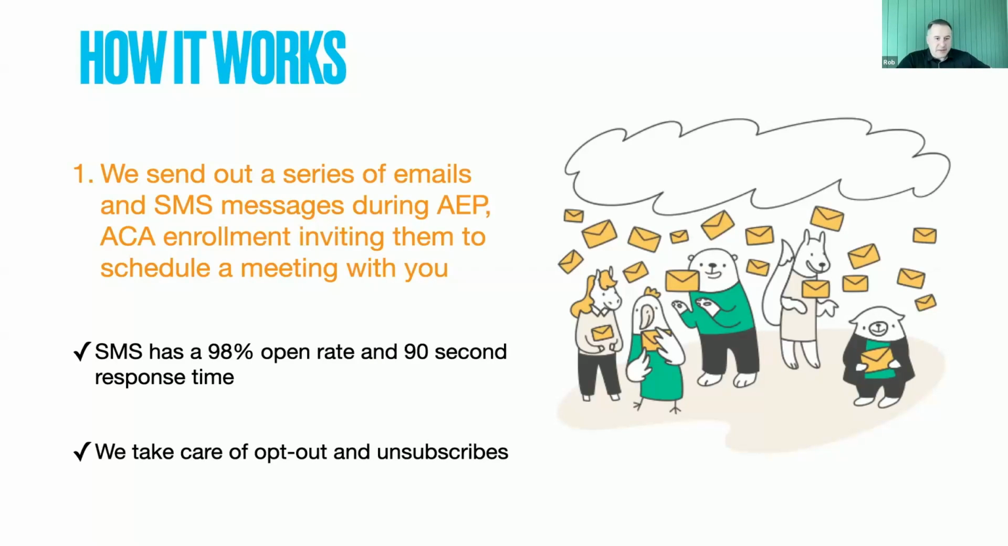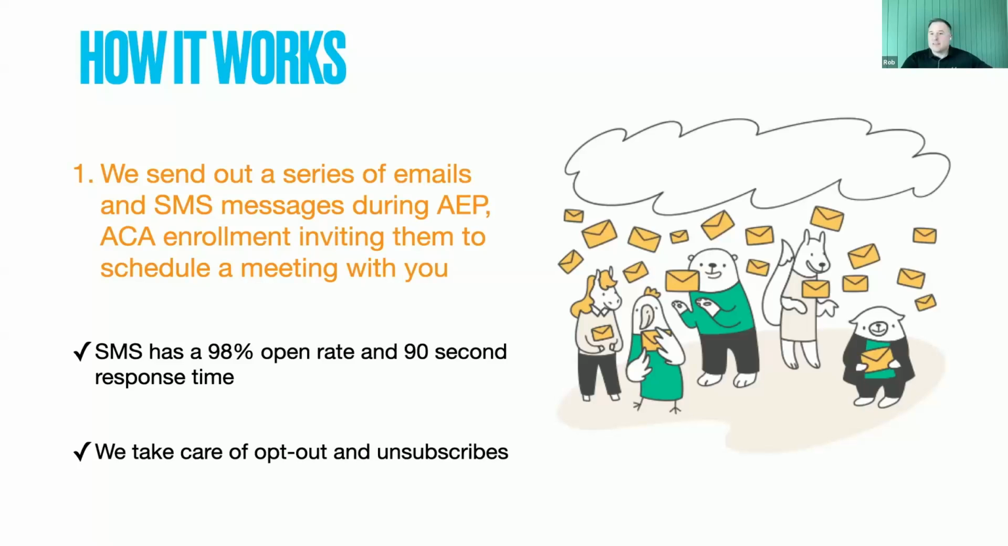And the nice thing about the SMS messages, we have about a 98% open rate on those, and usually a response time under 90 seconds. But the key is it really pushes them to get on your calendar, and you're able to do it on their time to find what works best for you, as opposed to going back and forth, back and forth. Also, just FYI, because I know this question comes up quite a bit, we take care of all the opt-outs and unsubscribes. We remove them from the list, and also update your CRM to make sure that's in the system.